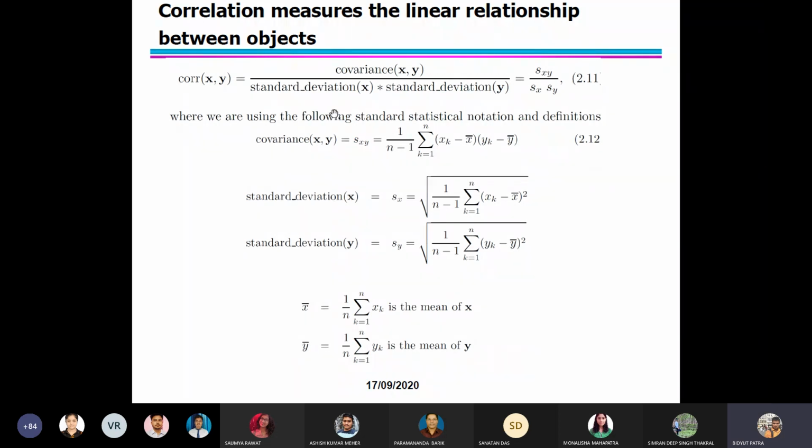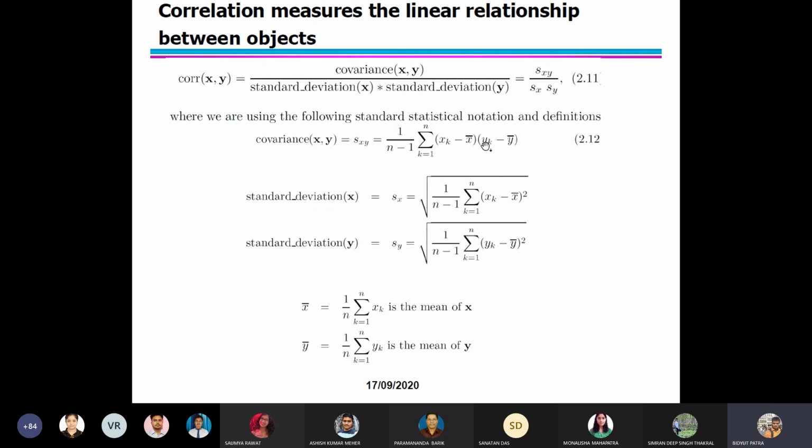Let us try to understand what this is. Correlation between two vectors x and y. First, we have to compute the covariance. Covariance is nothing but this formula. We compute the mean of the vector x and the mean of the vector y. Then for each dimension, k equal to 1 to n, where n is the number of features, for each feature or attribute, we compute the value at that particular feature, and then subtract the mean from the value, and this order should be maintained here also.